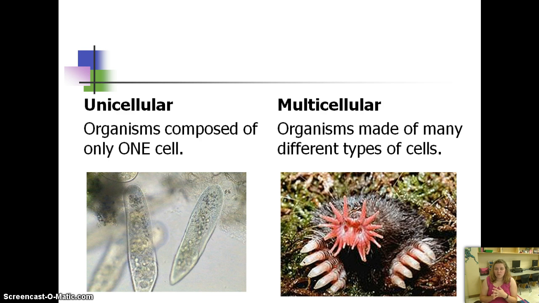Now, there are 2 types of organisms. There are unicellular organisms, like these protists right here, and they're composed of only one cell. And then we have organisms that are made of many different types of cells, like this little guy. Where do you think that he might live?